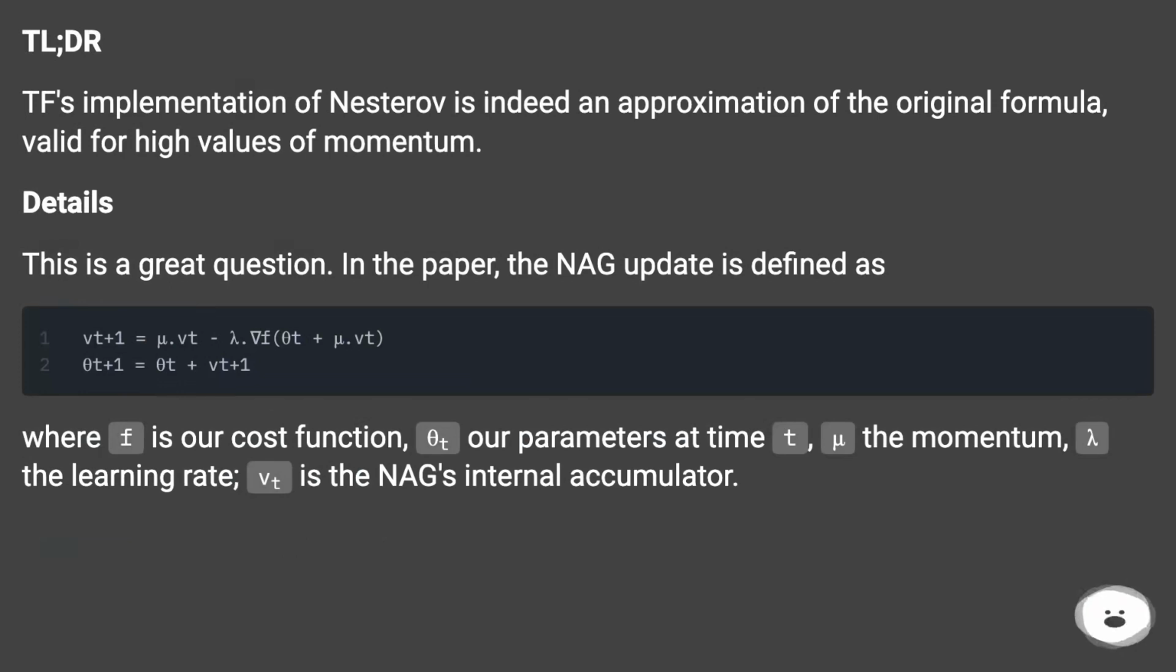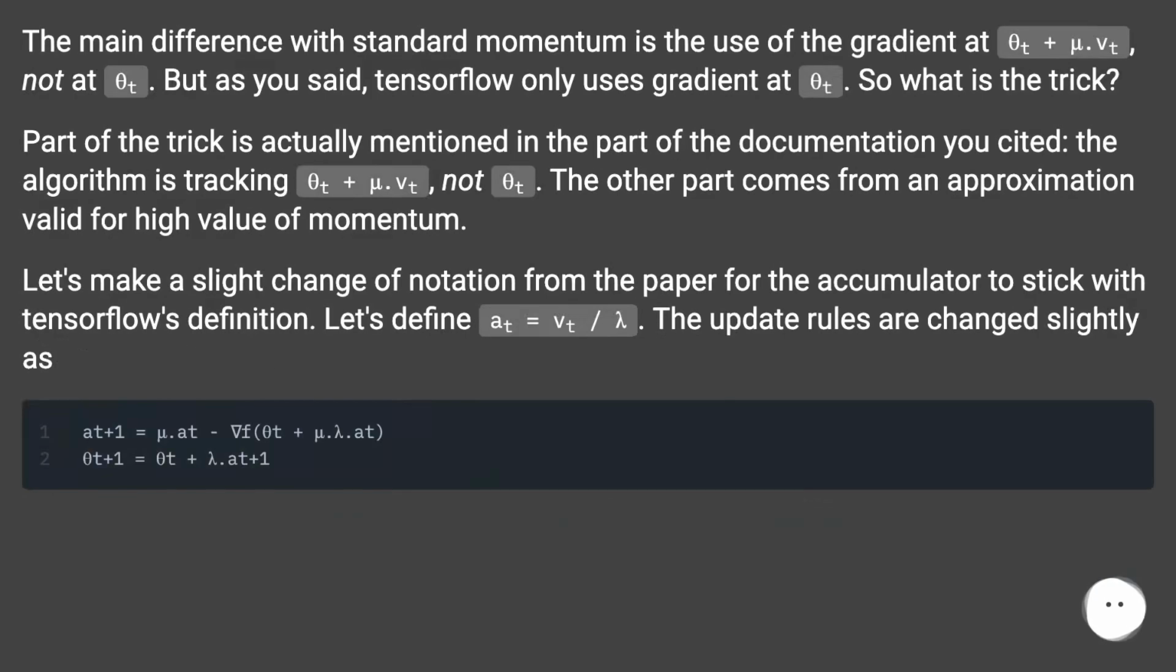TL;DR: TF's implementation of Nesterov is indeed an approximation of the original formula, valid for high values of momentum. Details. This is a great question. In the paper, the NAG update is defined as follows, where f is our cost function, theta_t are parameters at time t, mu the momentum, lambda the learning rate, v_t is NAG's internal accumulator. The main difference with standard momentum is the use of the gradient at theta_t plus mu v_t, not at theta_t. But as you said, TensorFlow only uses the gradient at theta_t.